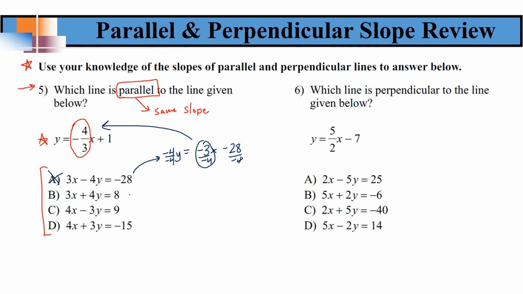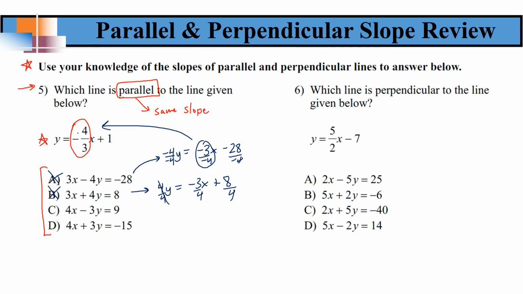Okay, let's try the next one. If I try this next one, you're also going to notice that it's not going to work. Watch what happens. If we subtract the 3x, we get 4y equals -3x plus 8. If we divide by 4, I can show it here if you want to see it, we get a slope of -3/4. Also not what we want. So it's going to have to be answer choice C or D.